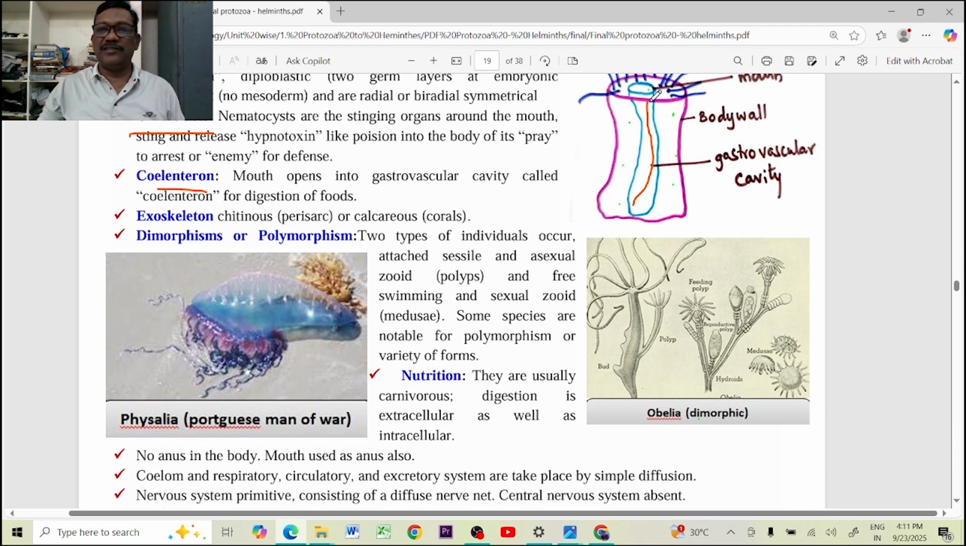This one is the coelenteron. The mouth opens into the coelenteron. The digestion takes place in the coelenteron. That is only partial digestion, called extracellular digestion. After the partial digestion, the food material diffuses throughout the body. Inside the cells, the food is completely digested by the lysosomal enzymes.